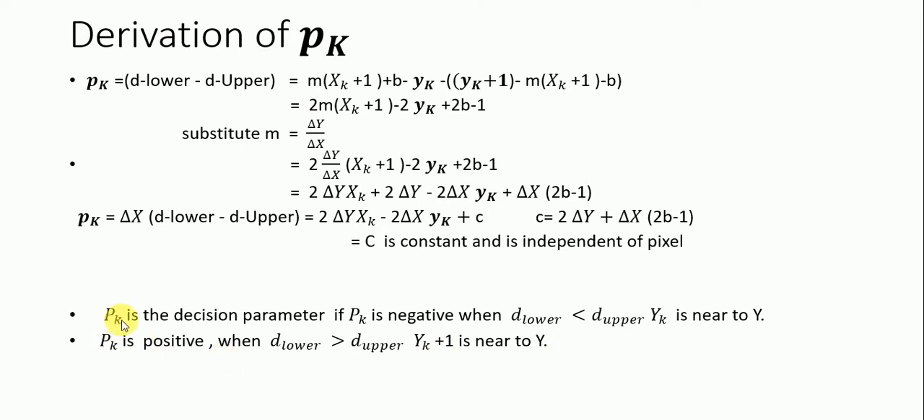So that means if pk is negative, then the lower pixel is chosen, that is yk is chosen. If pk is positive, then yk plus 1 is chosen. Here yk is chosen, and here yk plus 1 is chosen. That means the upper pixel is chosen if pk is positive, and the lower pixel is chosen if pk is negative.